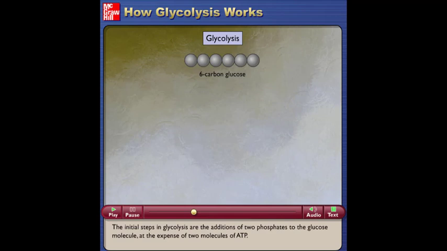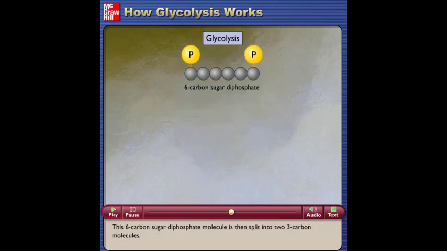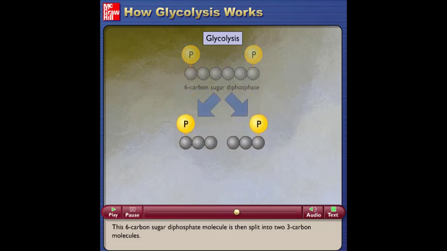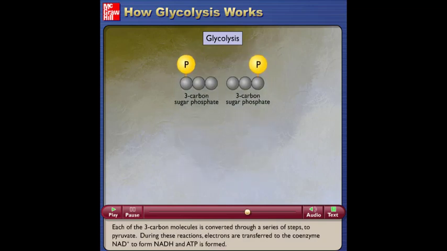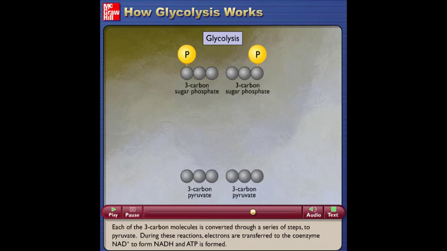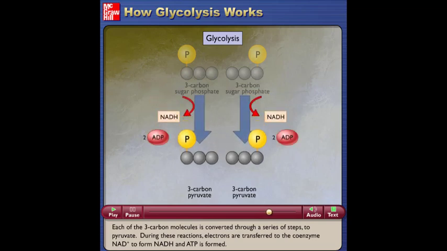The initial steps in glycolysis are the additions of 2 phosphates to the glucose molecule at the expense of 2 molecules of ATP. The result is a 6-carbon sugar diphosphate molecule and 2 low-energy adenosine diphosphate molecules, or ADP. This 6-carbon sugar diphosphate molecule is then split into 2 3-carbon molecules. Each of the 3-carbon molecules is converted through a series of steps to pyruvate. During these reactions, electrons are transferred to the coenzyme NAD+ to form NADH, and ATP is formed.